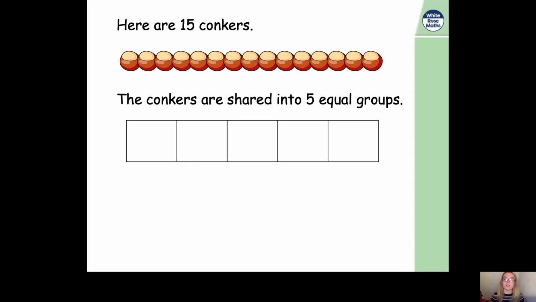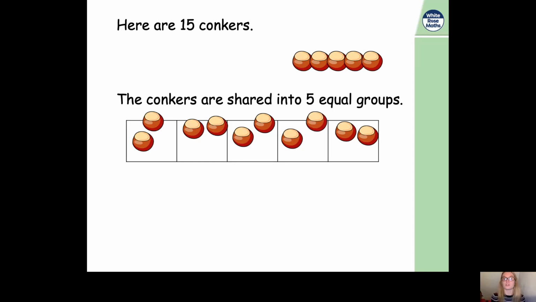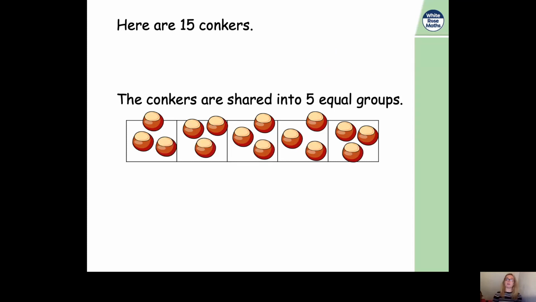So look, can you see I've got my 5 equal groups underneath? I'm going to share the conkers out one by one into each group. Are you ready? There we go. So we have 1 conker in each group, but we've got some conkers left to share. So let's keep going. There we go. So we've got 2 in each group, but again, we've got some more conkers left. So let's keep going again. And there you go. We have no conkers left.